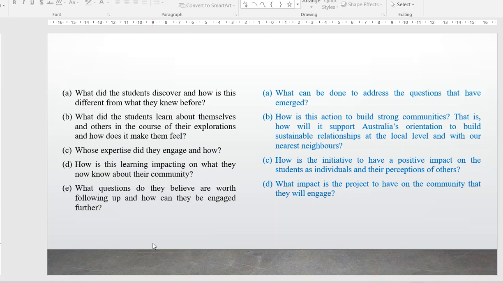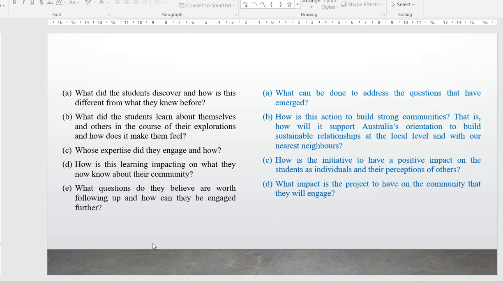What is it that we have discovered? What is it that we now know and we didn't know before? What have we learned about ourselves? How does it make us feel now about ourselves? What expertise did we see? Where did we learn it from? What kind of things did we read?